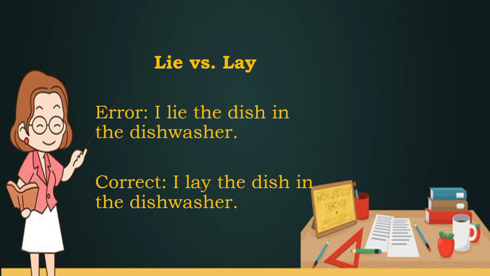So this sentence seems correct, but as we go further into the rules of transitive and intransitive, we could say that this sentence is incorrect. Because this sentence uses lie, which is intransitive, and by the rule of intransitive, it doesn't have an object. But this sentence has an object, which is the dish. So supposedly, this sentence should use lay. So the correct construction of the sentence is, I lay the dish in the dishwasher.